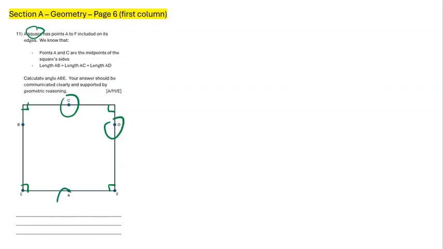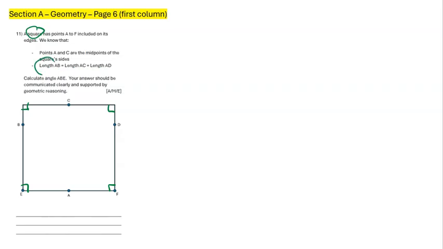There's D, there's C, there's A, you see all the other ones. We also know that points A and C are the midpoints of the square side. So these here are exactly in the middle of the square. And we also know that AB is equal to AC, which is equal to AD. So all of these things are the same.